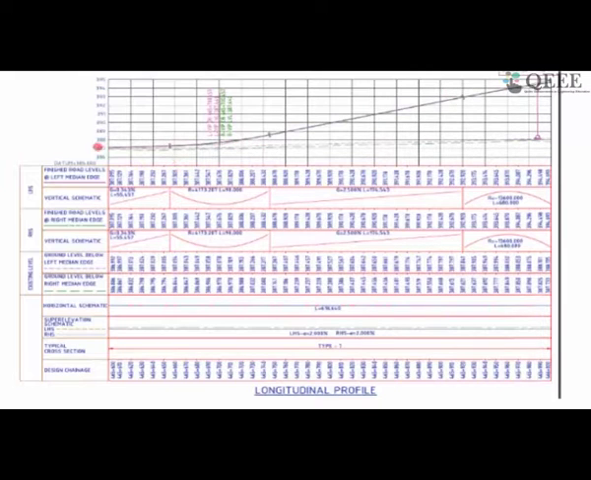So here is one gradient, here is another gradient. So we are providing a vertical curve here, which is shown in this vertical profile. Basically it is a valley curve, and we look into the other factors. Here we are looking into the horizontal. Whenever we are reviewing it, we can see whether there is a horizontal curve as well or not, whether it is properly coordinated or not.